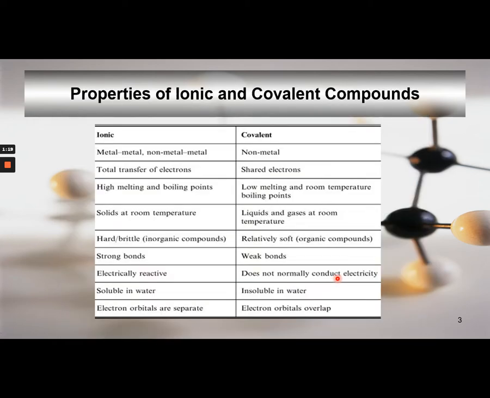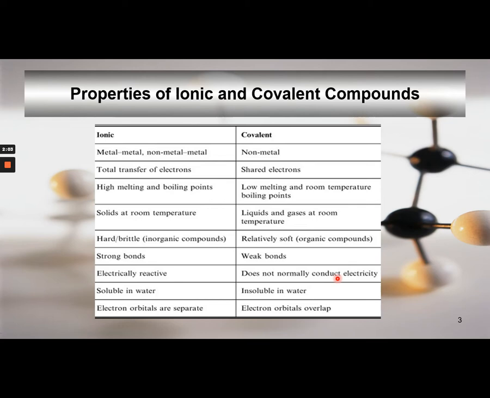So, properties of ionic and covalent compounds: ionic compounds are typically metal-metal or a metal-nonmetal, whereas covalents are between two nonmetals. Ionic compounds have a total transfer of electrons between the orbitals, whereas covalent compounds have overlapping orbitals and shared electrons. Ionic compounds have very high melting and boiling points, whereas covalent compounds tend to be liquids at room temperature and have very low melting points. Ionic compounds are solids at room temperature. Ionic compounds are very hard and brittle, whereas covalent compounds are very soft.